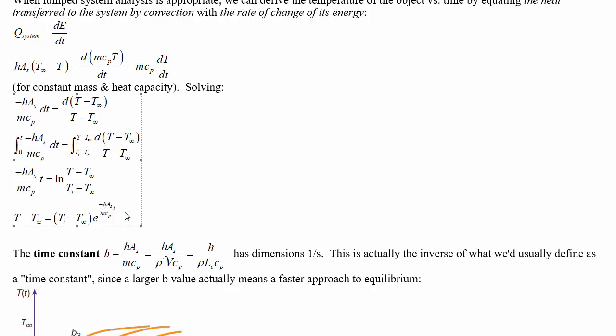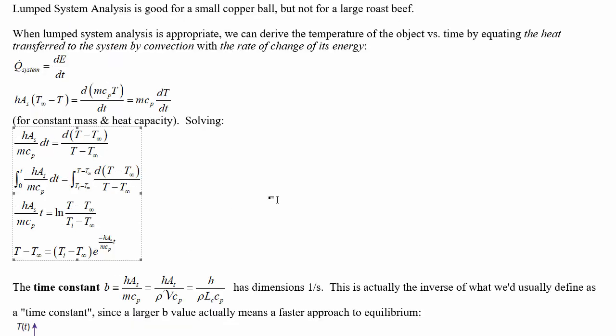And this is the result that would be quite easy to use as long as lumped system analysis is valid. So you can, even if it's not valid, use lumped system analysis as a quick check and initial calculation of what the temperature should be changing like in time.